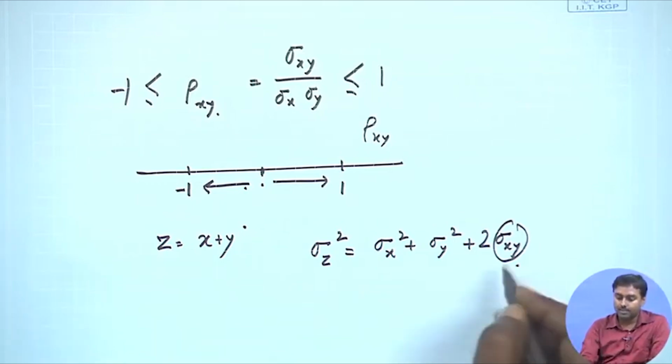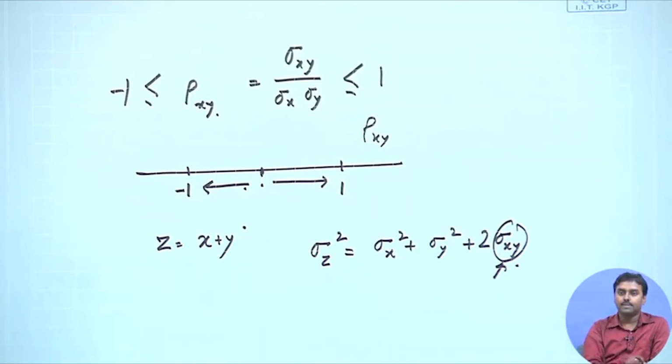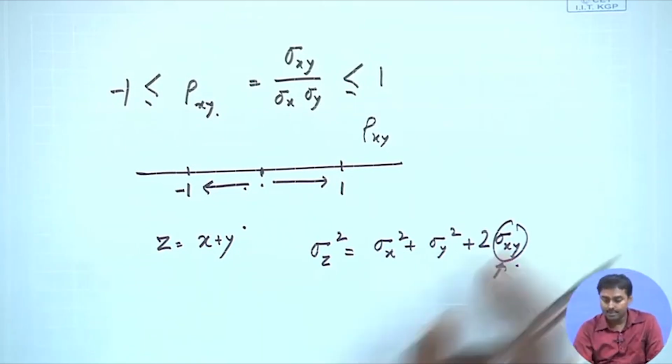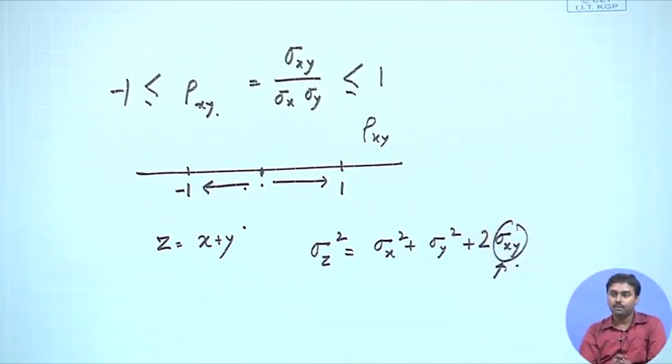As long as this correlation is 0, this will be just sigma x square plus sigma y square. Otherwise, this correlation term has to be kept in. So, this is something you will see later on: if they are not independent and not uncorrelated, then what is the effect of that when you add two random variables.